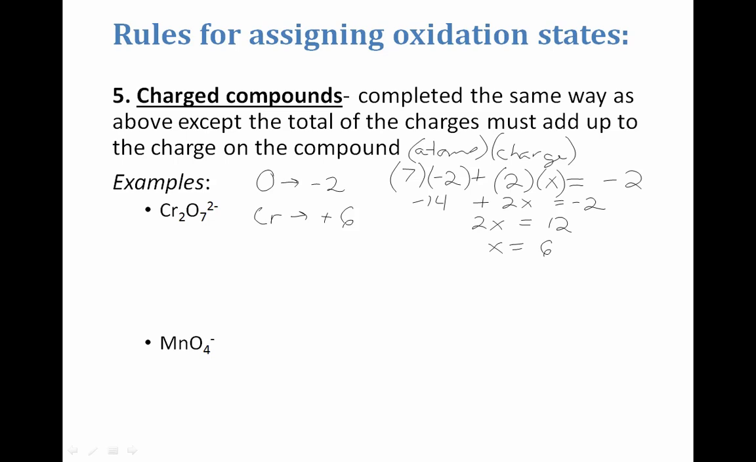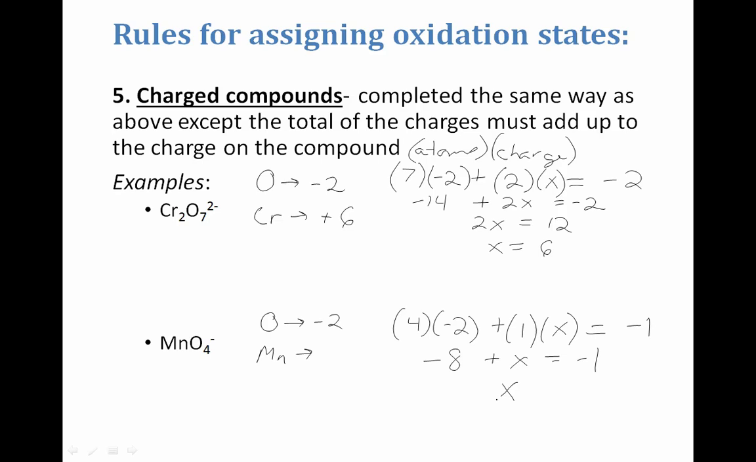Okay, next one. Oxygen is negative 2. Manganese is our unknown. So we've got 4 oxygen atoms times negative 2 plus 1 manganese atom times our unknown charge, and we end up with negative 1 as the total charge on the molecule. So we have negative 8 plus x equals negative 1, so x equals positive 7. And that's our charge, or our oxidation state, on manganese.